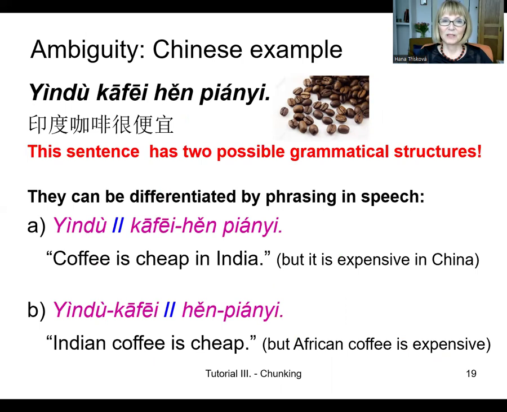I will give you an example of ambiguity in Chinese. This sentence has two possible grammatical structures, and these can be differentiated by phrasing in speech. 印度咖啡很便宜. It means coffee is cheap in India. And the second one is 印度咖啡很便宜. Indian coffee is cheap. So it's two completely different meanings.